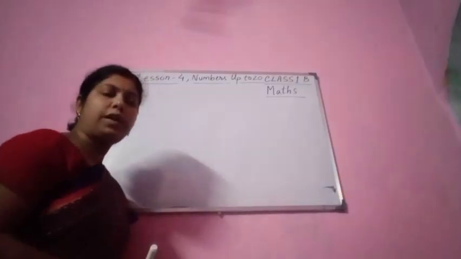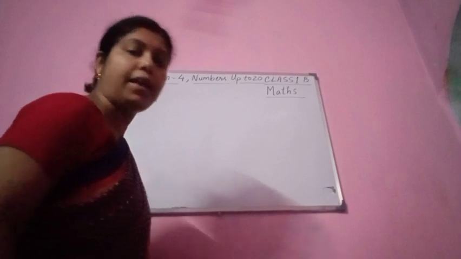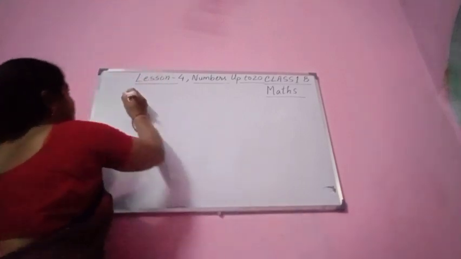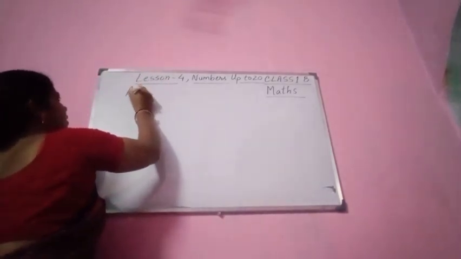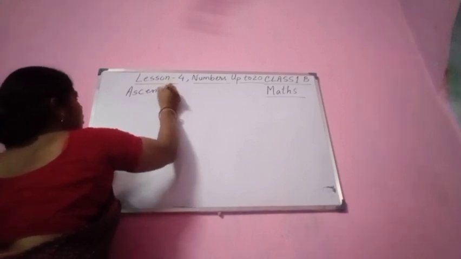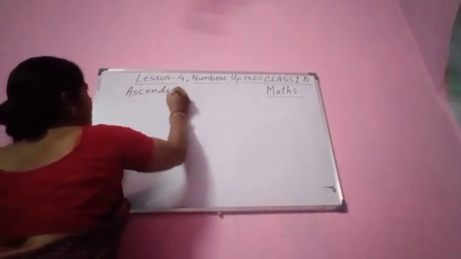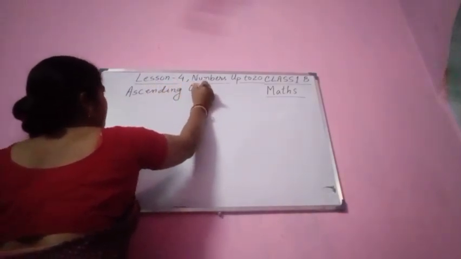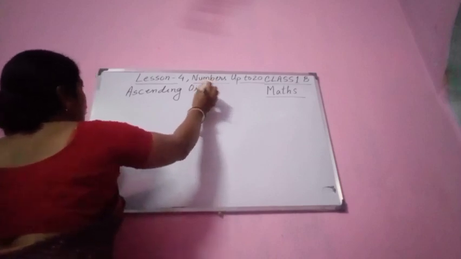See now students, we are going to arrange the numbers in ascending order. I am only writing here ascending order. We have to arrange the numbers in ascending order. Alright. There are 4 numbers.